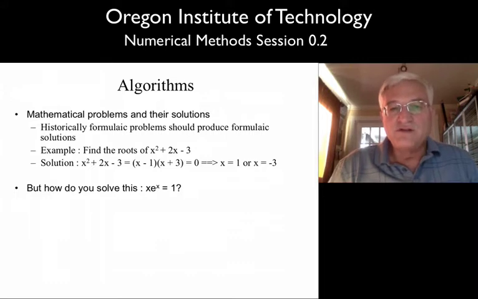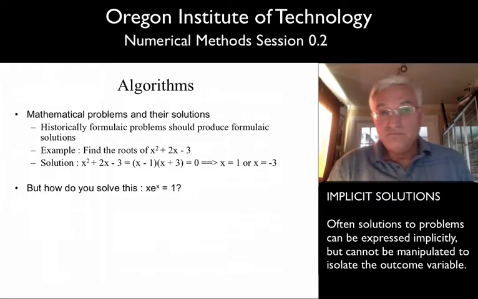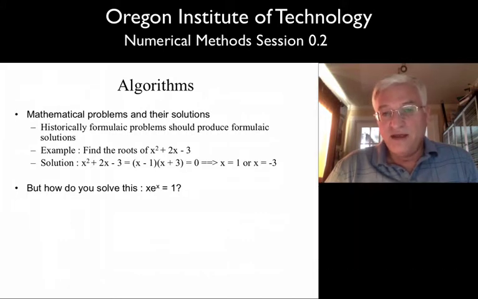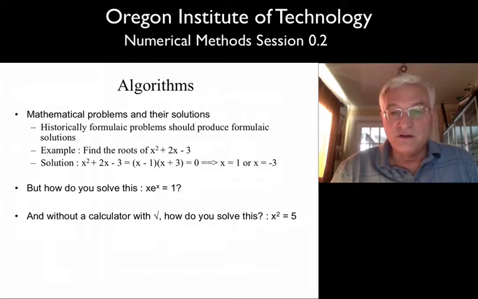But how would you even solve a problem like this? x times e to the x equals 1. Give it a try. I think you'll have a lot more trouble with it than you might imagine. In fact, you really are not going to be able to come up with a formula that says x equals something. You could, however, write an algorithm that would give you a result.